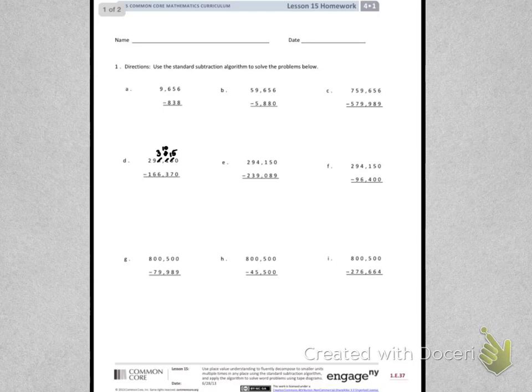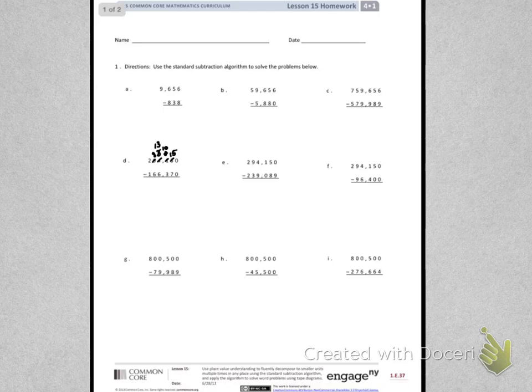Now in the thousands, I have 3 take away 6, and that's not possible. So I need to borrow from the 10,000s. I'm going to take one 10,000 away from the 9,000, leaving me with 8,000. And when I bundle that into the thousands, I'm left with 13,000s. Now I have 8 subtract 6 in the 10,000s, and that's fine, and 2 subtract 1 in the 100,000s, and that's fine. So now you can just work out your subtraction.